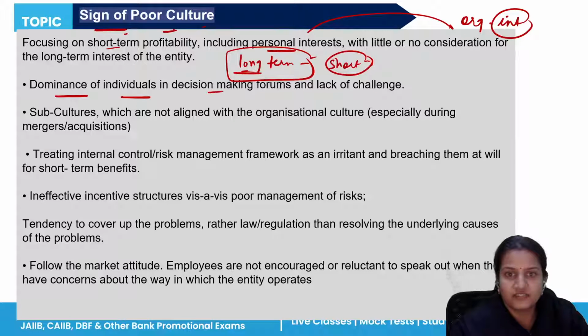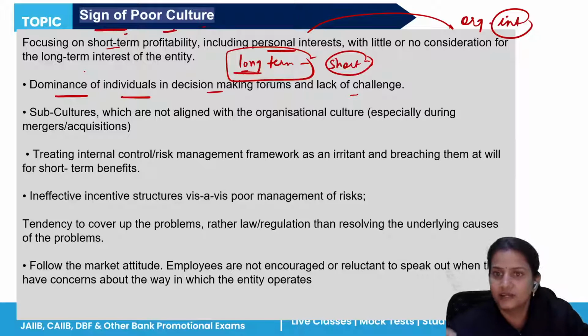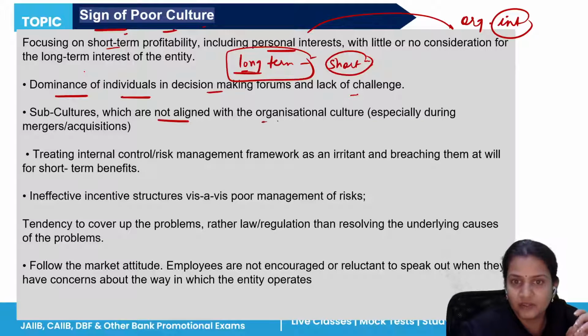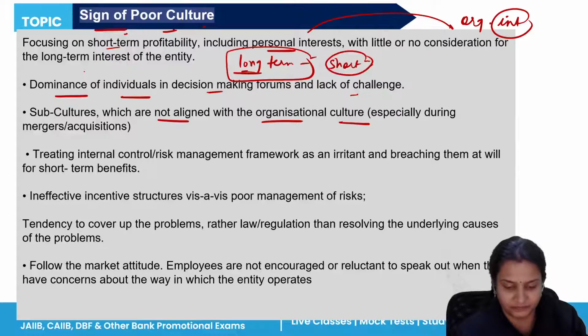Dominance of individuals in decision making forum and lack of challenge means only one person is taking the decision. So there is dominance of an individual, that only this person will take the decision. Now, subcultures which are not aligned with the organizational culture.